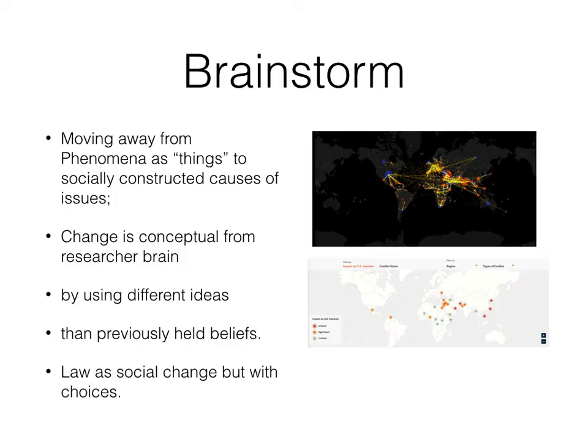So in our brainstorm phase, a few of you were able to see that we're moving away from phenomena as things. Phenomena is the thing that we believe that we experience in life. But in reality, it's based on our perception and our lived experience and our language and our culture and this very complicated thing. So what we want to do is make that concept of a thing less of an object and more of a socially constructed cause.